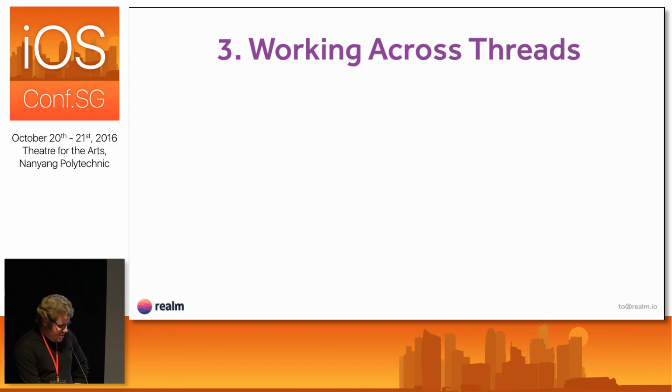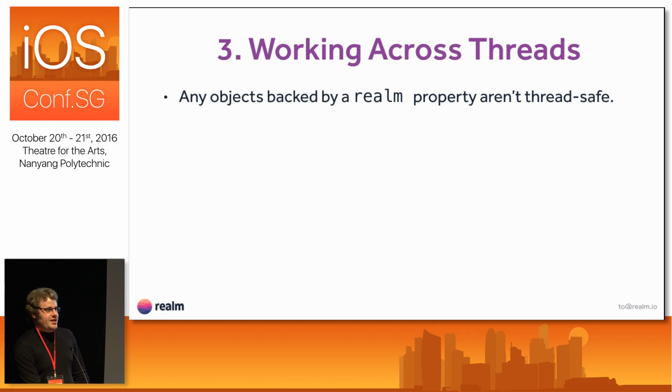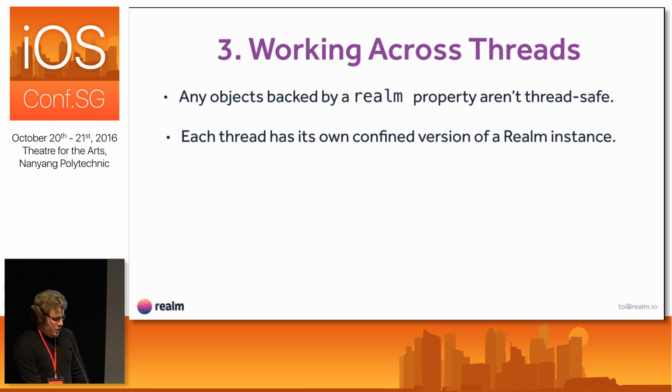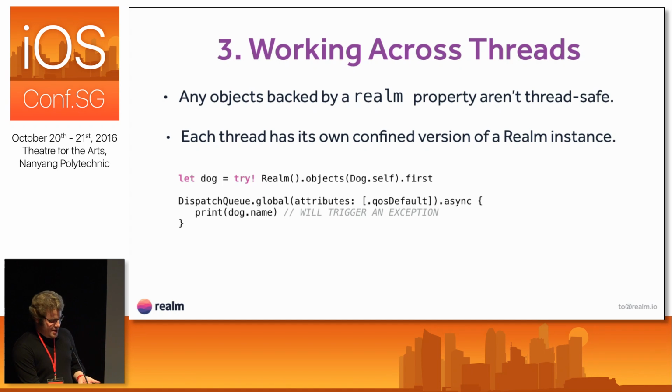Okay. So, working across threads. Like I said, realm objects and any of their child objects are not thread safe. They're confined to a single thread just to ensure that atomic writes are maintained. So basically, there is an internal list where every single thread has its own unique realm instance. What that means is, if you create a dog object on the main thread, pass it to the background thread, and then try and access a property, it'll trigger an exception straight away.